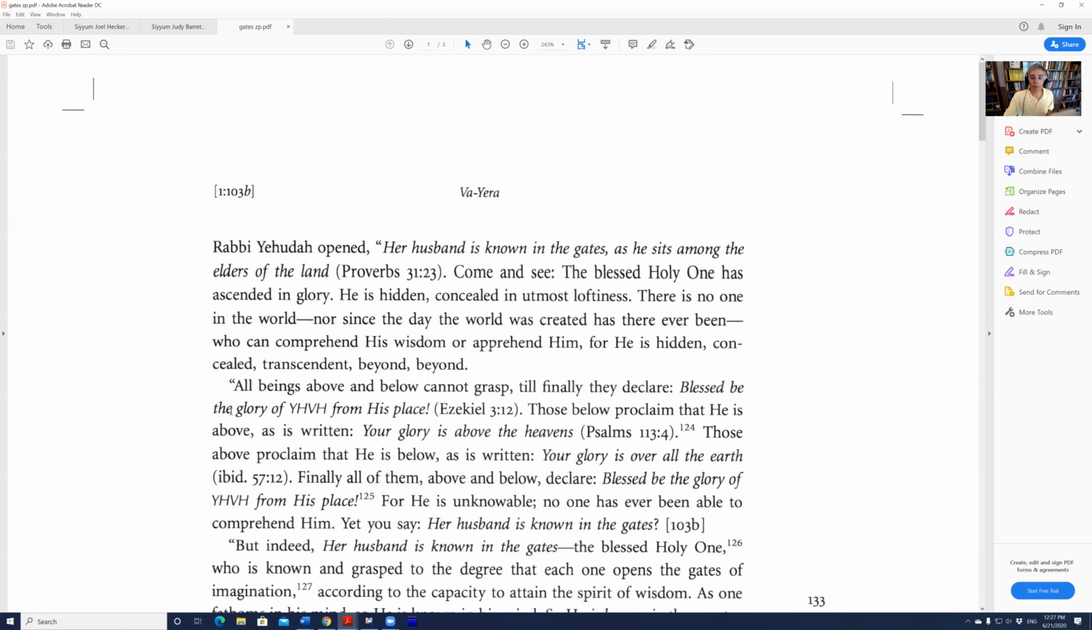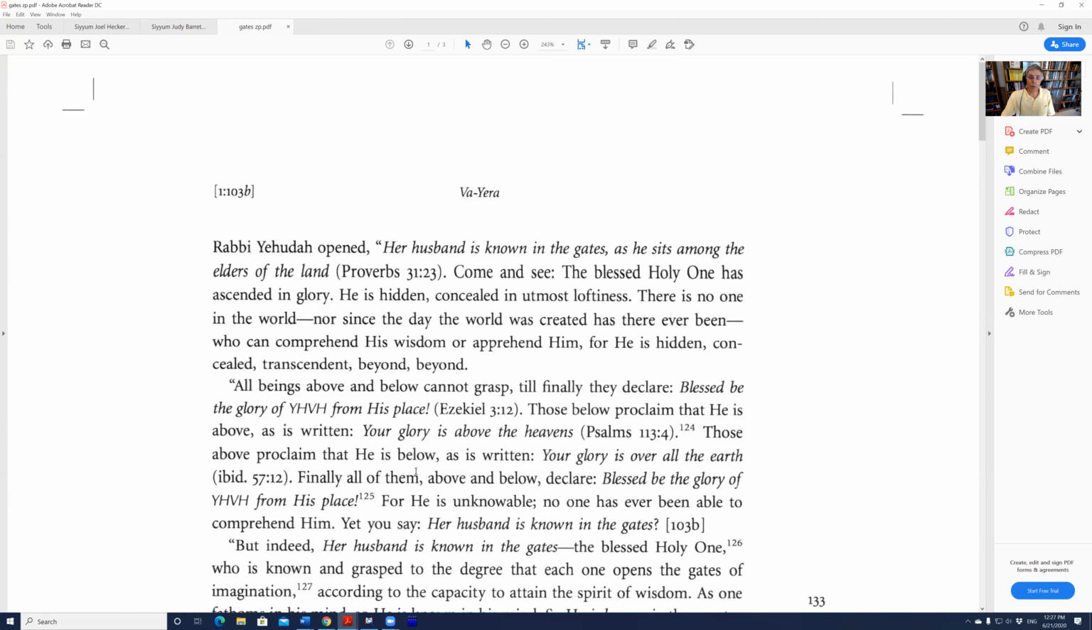Your glory is over all the earth. So finally, all of them are forced to declare, "Blessed be the glory of God from his place," really meaning wherever he is. We can't find God. Even the angels can't find God, so may God be blessed wherever he is.